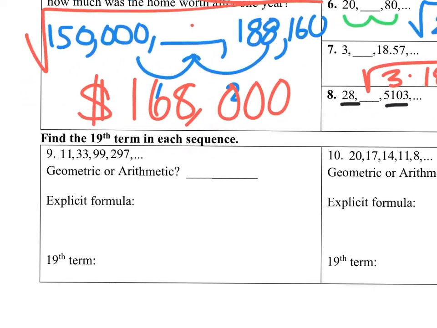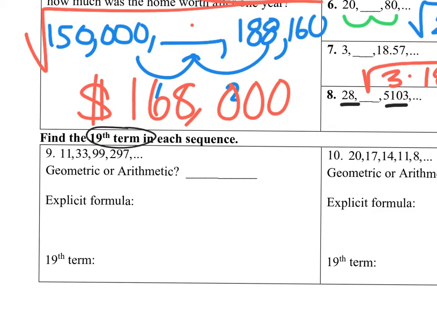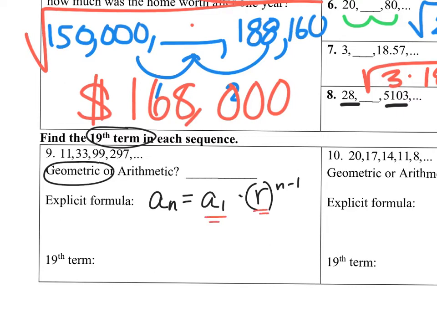Okay, number 9. Find the 19th term of the sequence. First we have to figure out what type of sequence it is in order to write the formula for it. If I'm looking at this sequence, I am multiplying by 3 to get the next number. Since I'm multiplying, it's geometric. So the geometric explicit formula is a sub n equals a sub 1 times r to the n minus 1 power. So I need to fill in my a sub 1 and my r.